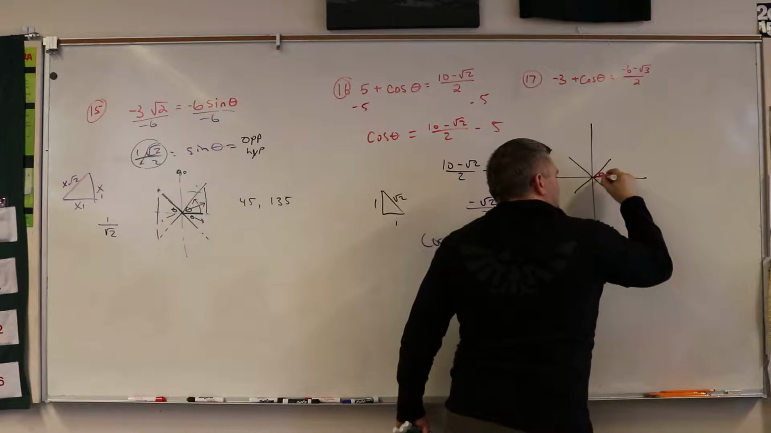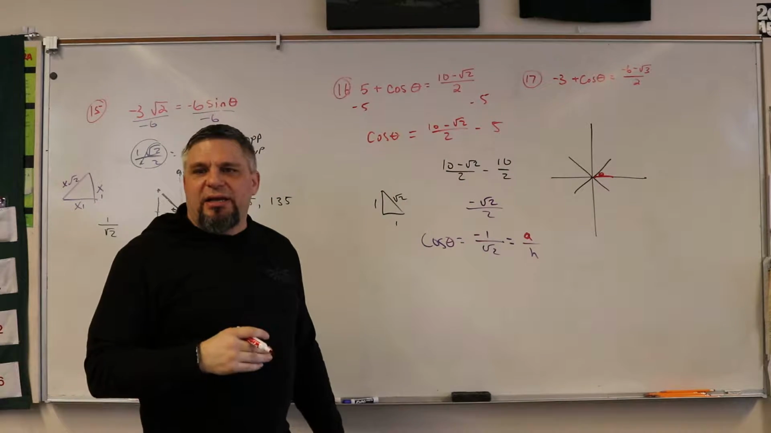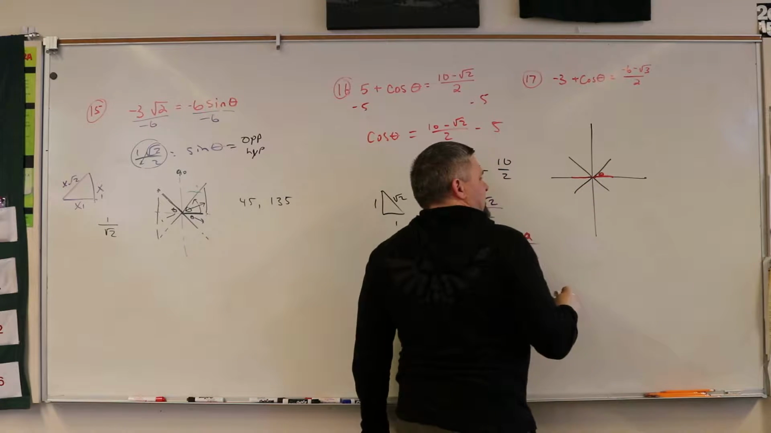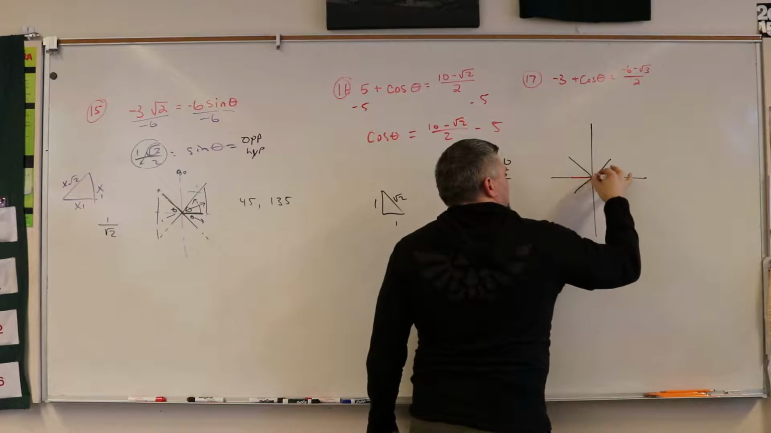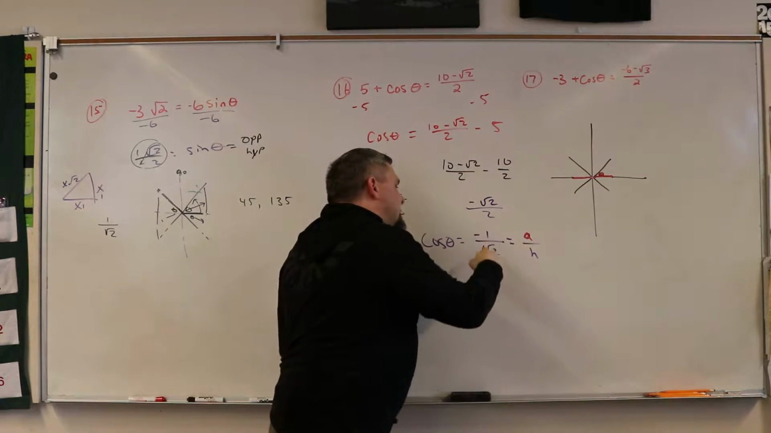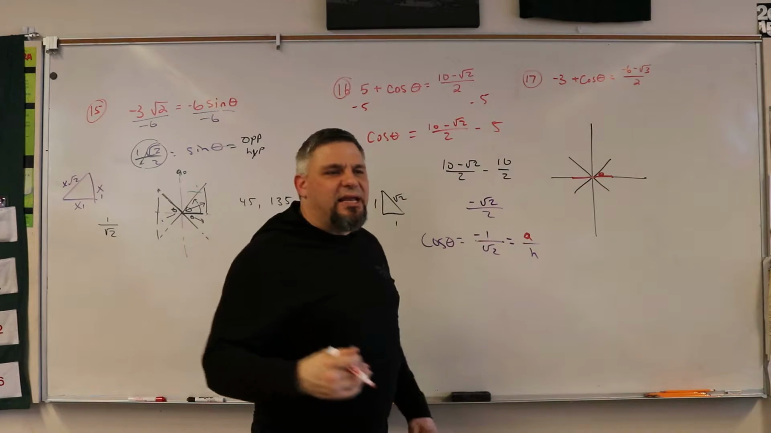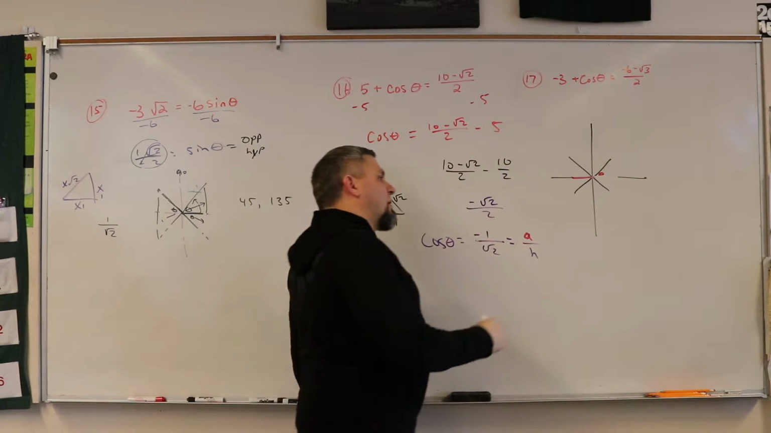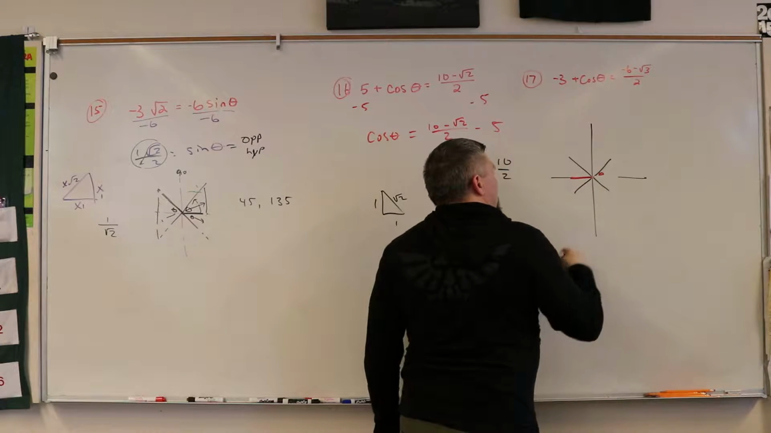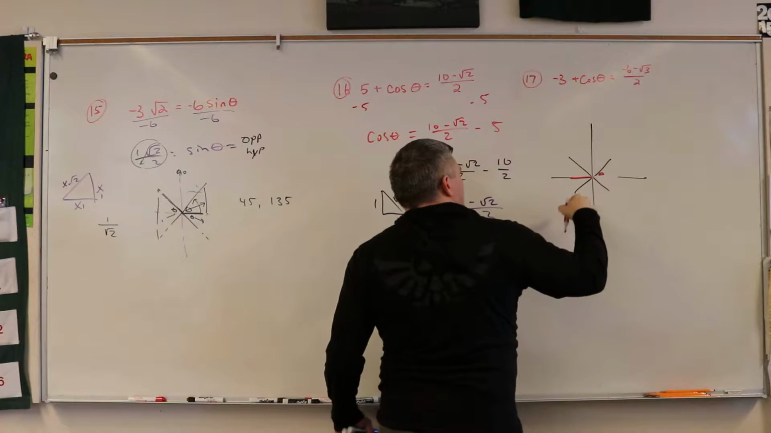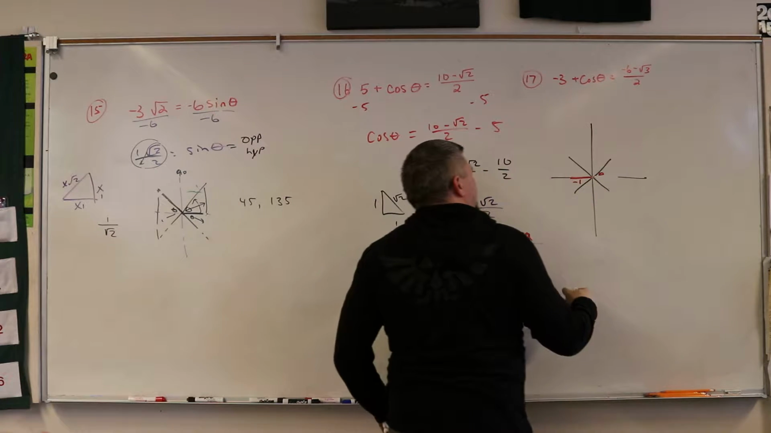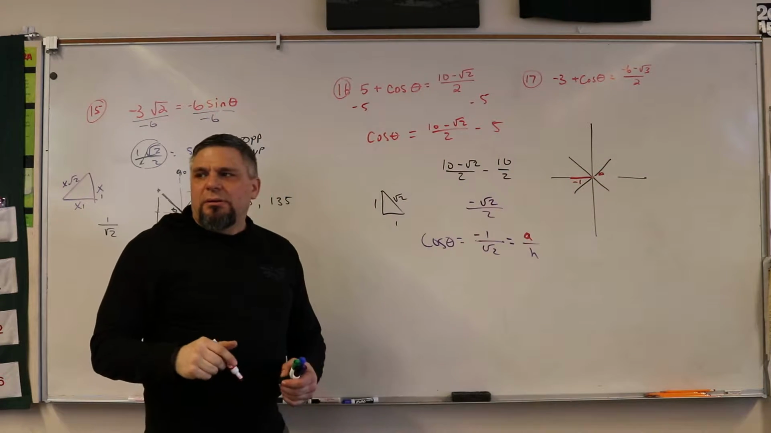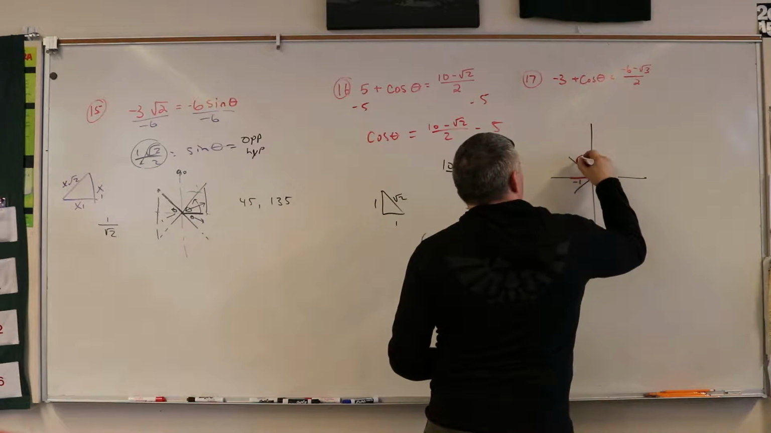Okay? But when we talk about adjacent, we're talking about adjacent to theta, right? Touching theta. Not opposite this time. Now we're talking about adjacent. Okay? So we're talking about here or here. Now, it says negative 1. That adjacent is negative 1. So we are not talking about here, are we? I'm talking about down there. We're talking about here. So the adjacent is negative 1. The hypotenuse is square root 2, right?